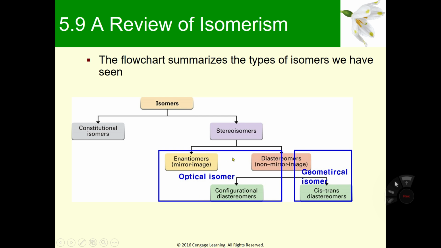We call these two isomers optical isomers because they may have optical activities, optical rotatory activities. However, cis-trans isomers don't show optical rotation, so we classify enantiomers and configurational diastereomers as optical isomers, and cis-trans isomers we sometimes call geometrical isomers. Don't confuse the nomenclature.